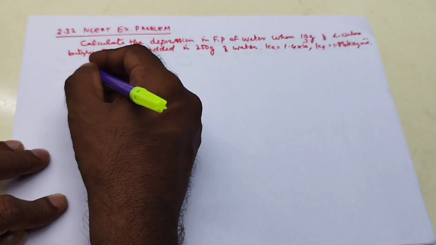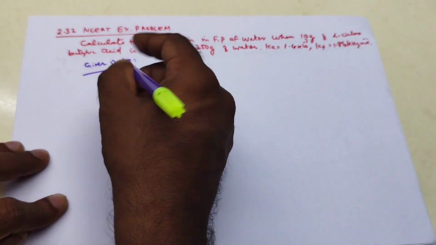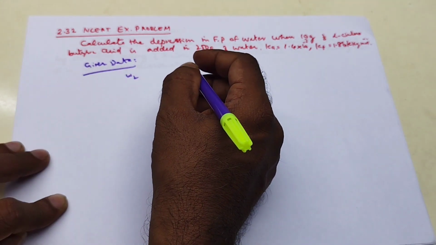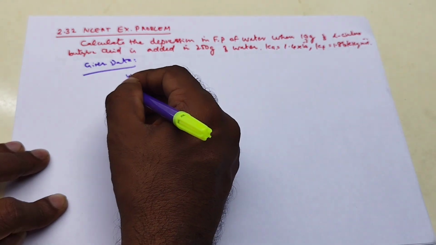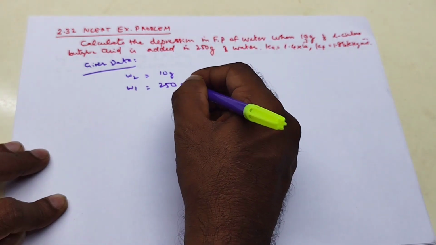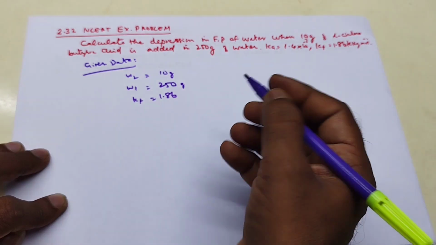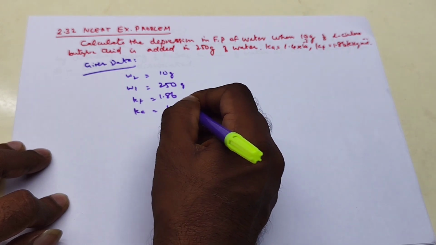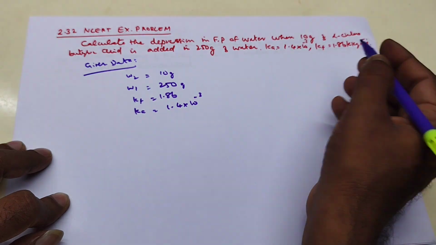So what are the data given here? First you have to write the given data. W2 is given as 10 grams and W1 is 250 grams, and Kf is equal to 1.86, which is a constant for water, and Ka is also given as 1.4 × 10^-3, and they have given alpha chlorobutyric acid.